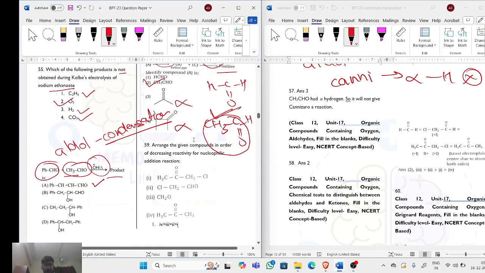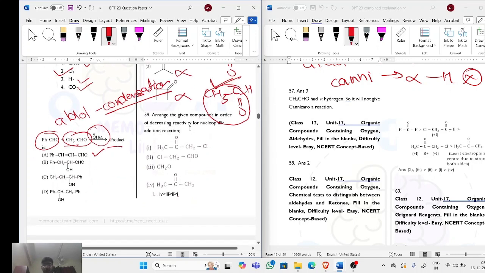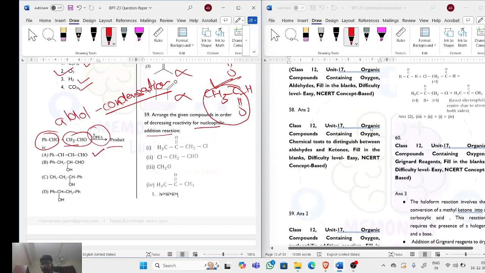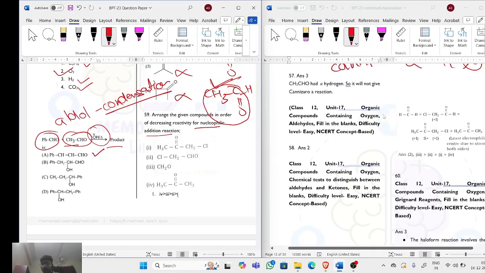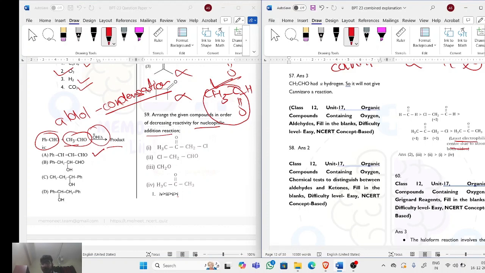Now question number 59. Arrange the given compounds in order of decreasing reactivity for nucleophilic addition reaction. This is also a very simple question. For the nucleophilic addition reaction, we just have to see the electrophilic center. The order of nucleophilic addition reaction depends upon the electron withdrawing group.